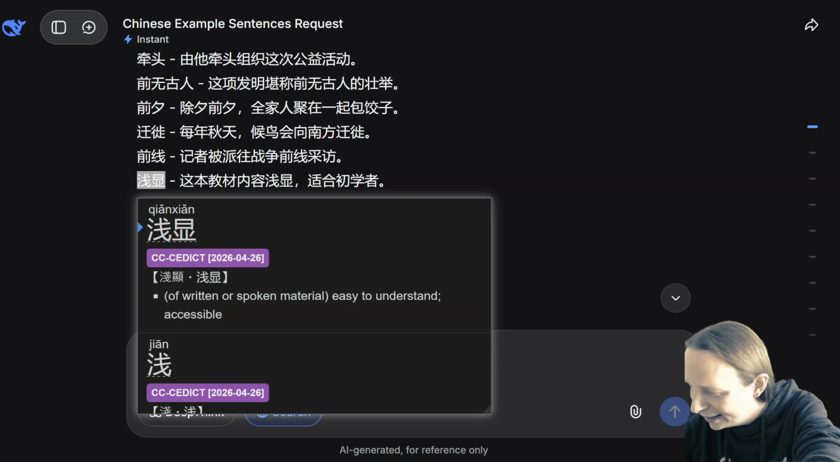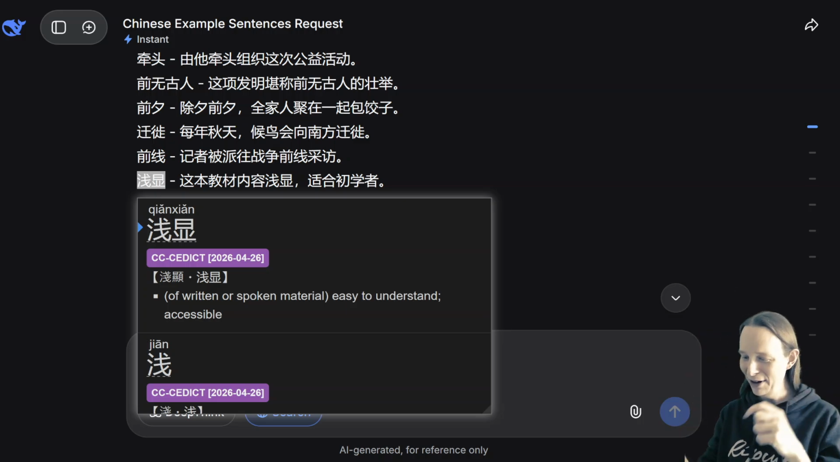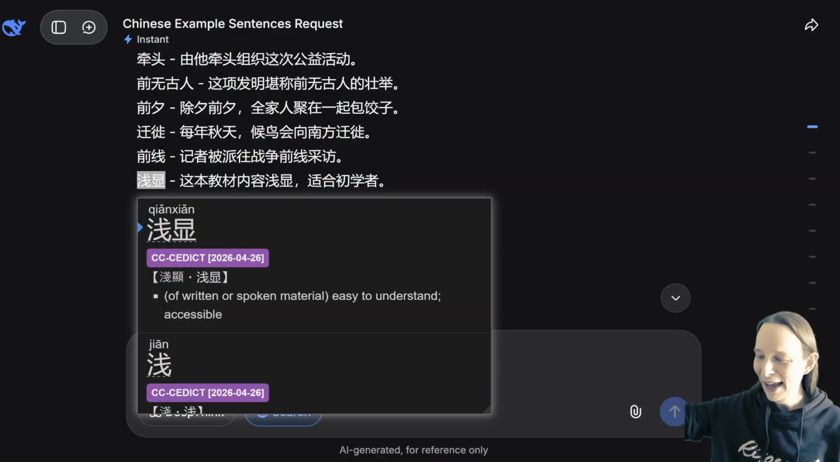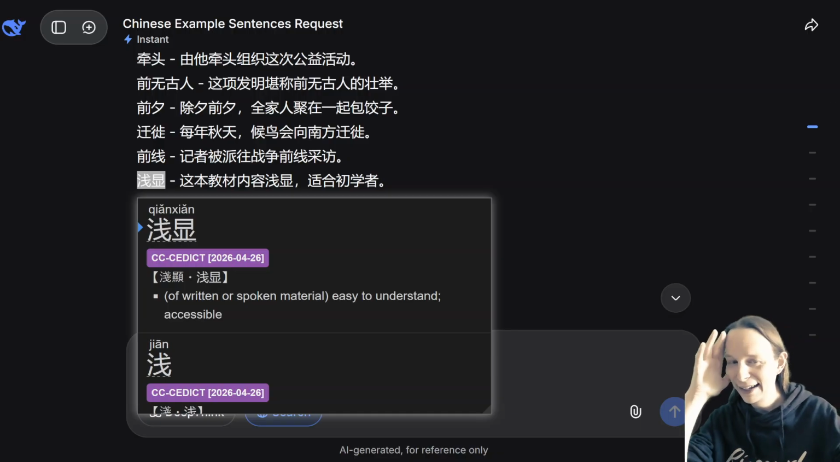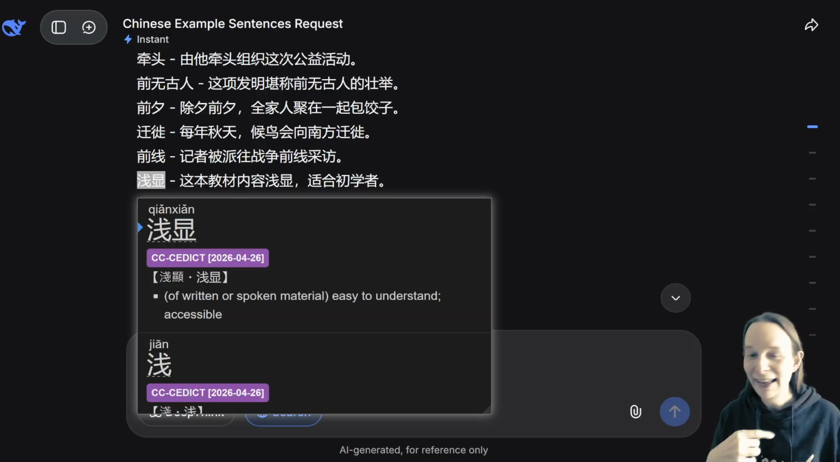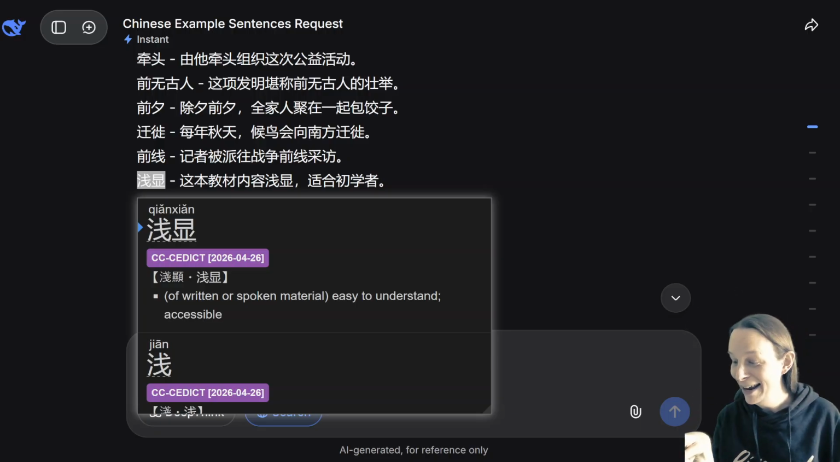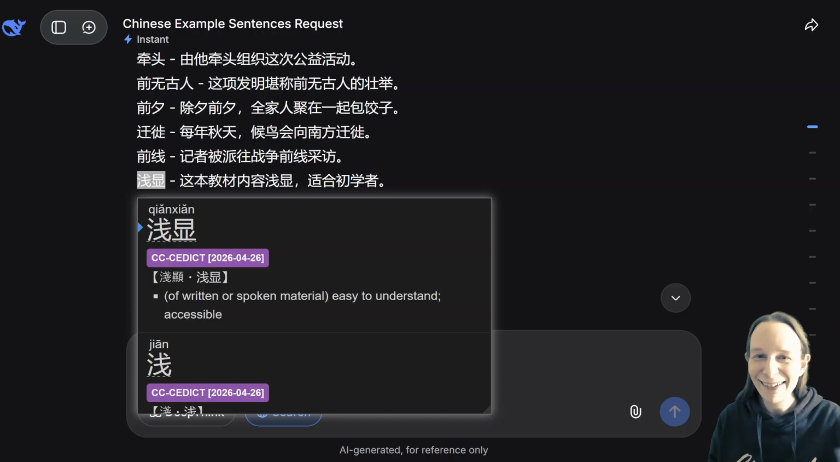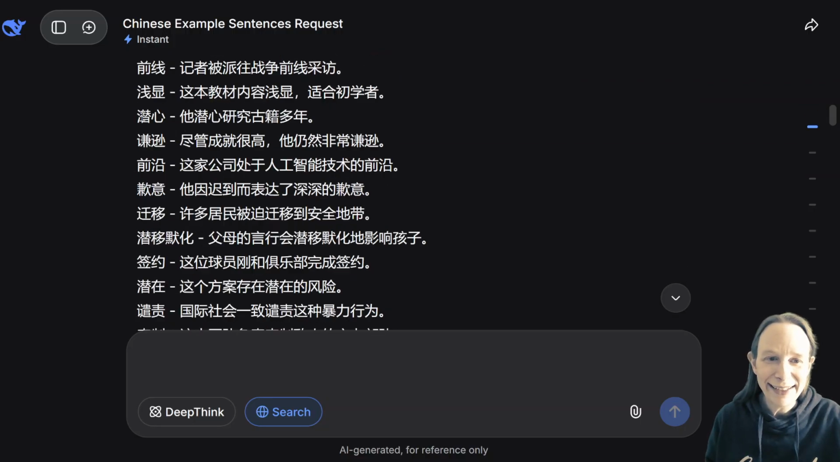浅显. Sorry, I make little notes here. I put on my notepad here words that I might use at some point. And yeah, if I'm typing or I'm chatting and it's like, what's that word? I can just quickly look down. Oh yeah, that's the word I wanted. What was that word? Oh, there it is. Very helpful.